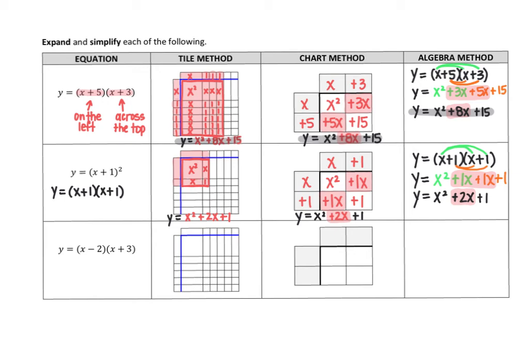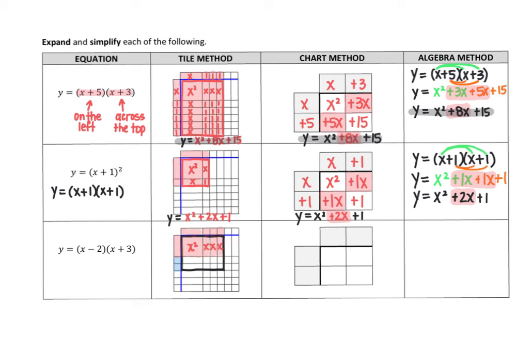In our third example, you'll see that some negatives are being introduced. This makes it a little more complicated when we look at our tile method. So, along our left side, we will have a rectangle and 2 blue small squares. Across the top, we'll have a rectangle and 3 small red squares. When we do x times x, we'll get x squared. And then when we multiply x by each of the small positive ones, we will have 1x. So we'll have a total of 3 x's that are red.